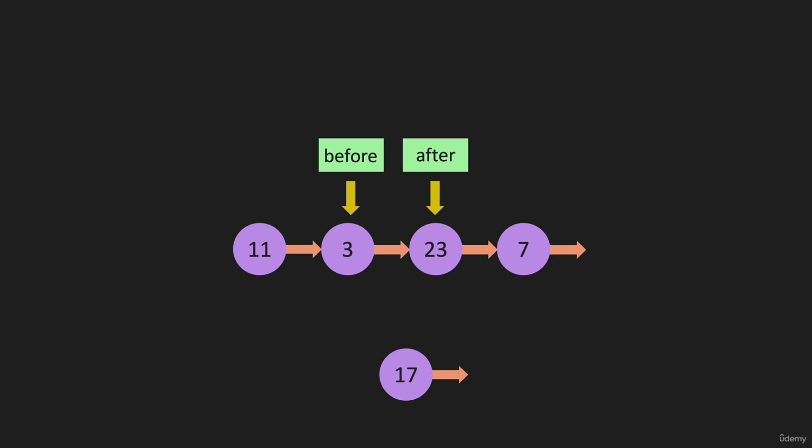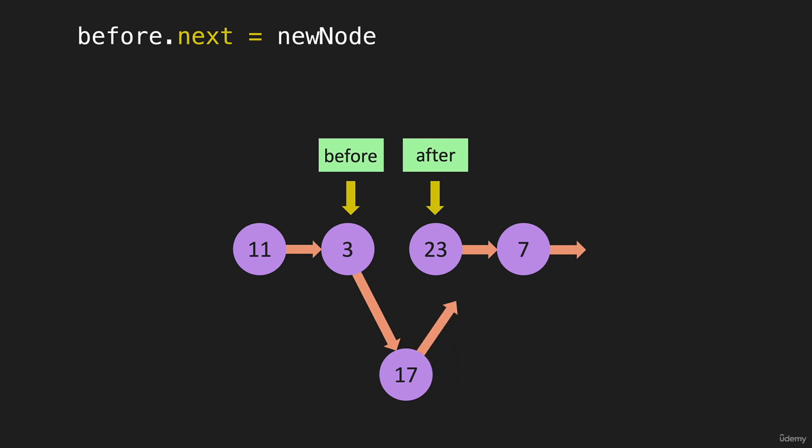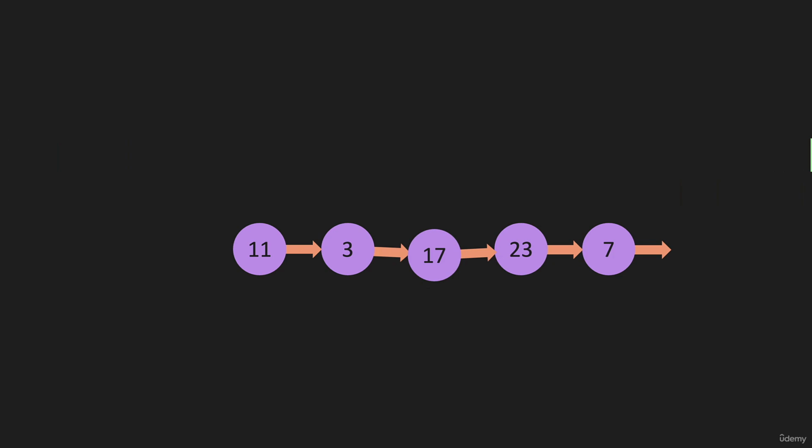And then we're going to move a couple of arrows here. We're going to take that arrow from the 3 node. Instead of having it point at the 23, we're going to have it point down here. And we'll do that with this line of code. And then we'll have the arrow from the new node point up to that 23 node with this line of code right here. New node.next equals after. And that adds that into the linked list.